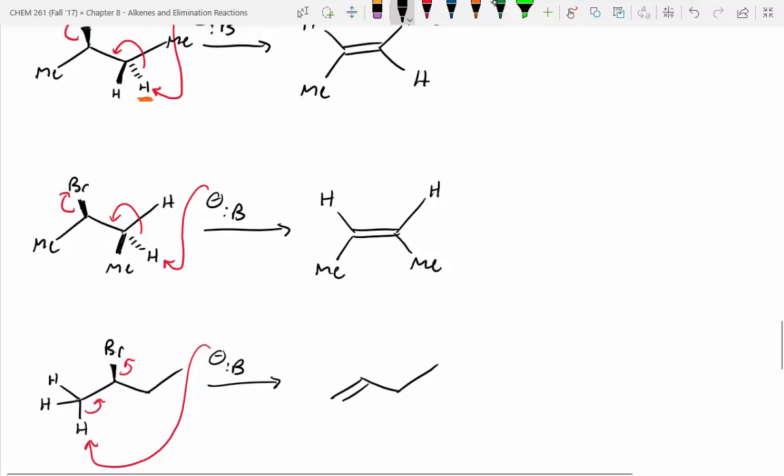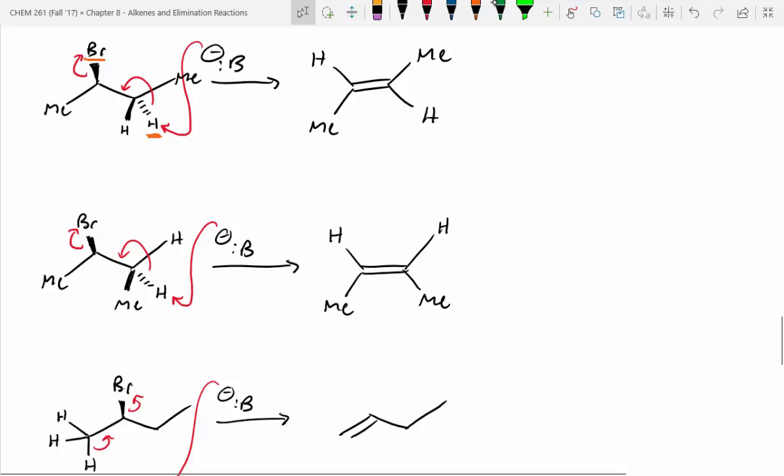Now the ultimate challenge question. Which one of these is going to be the most major product, second most major product, and third most major product? And let's assume our base is pretty small and that it can go after any of those beta protons, and it makes no difference which one it goes after. What do you guys think?